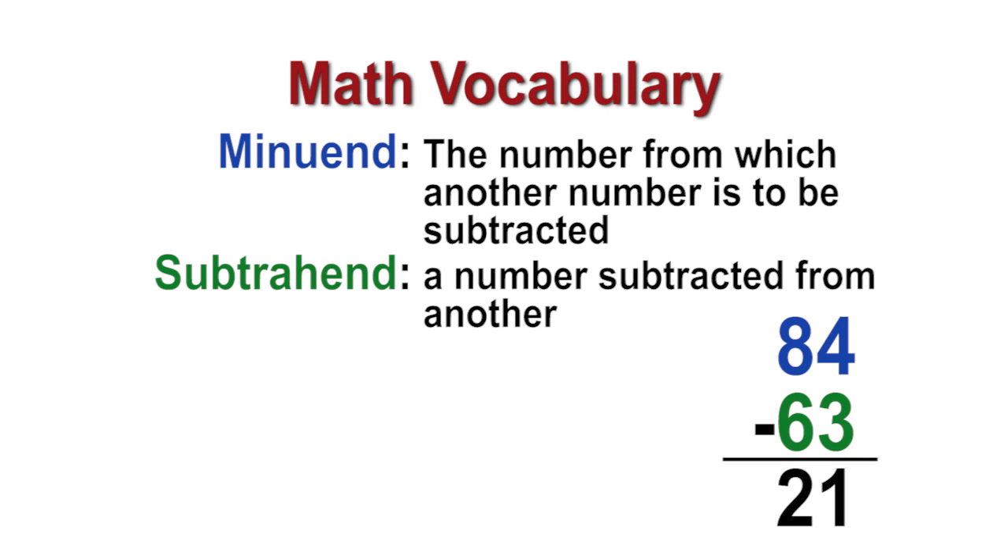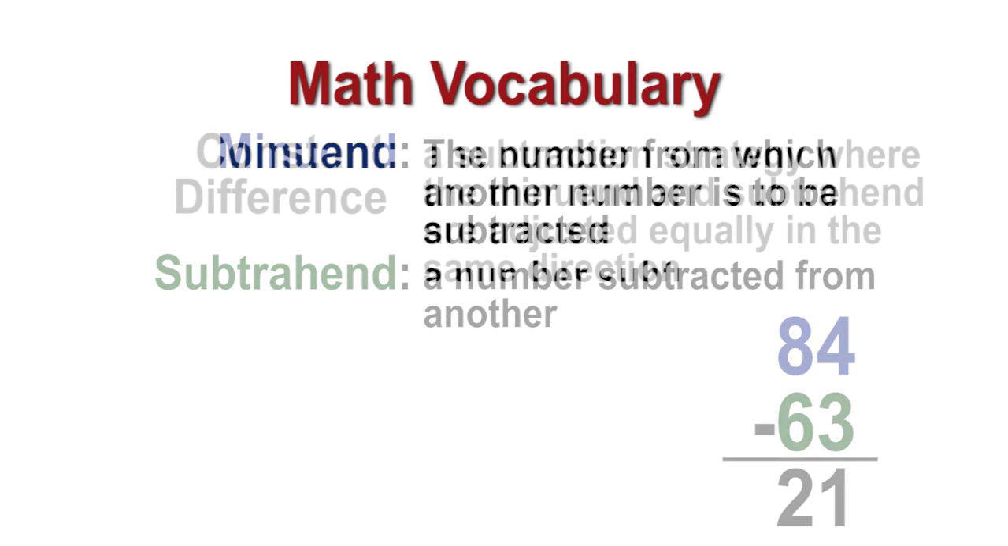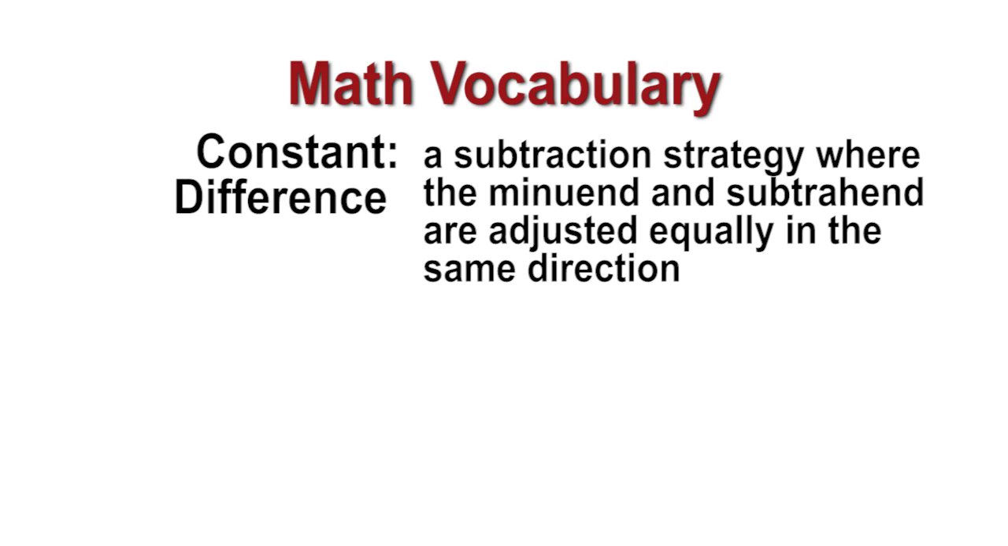Let's look at the vocabulary. Minuend, the number from which another number is to be subtracted. Subtrahend, a number subtracted from another. Constant difference is a subtraction strategy where the minuend and subtrahend are adjusted equally in the same direction.